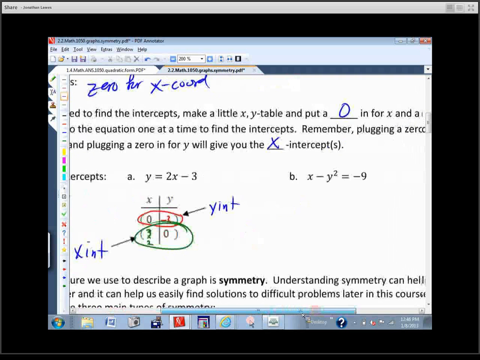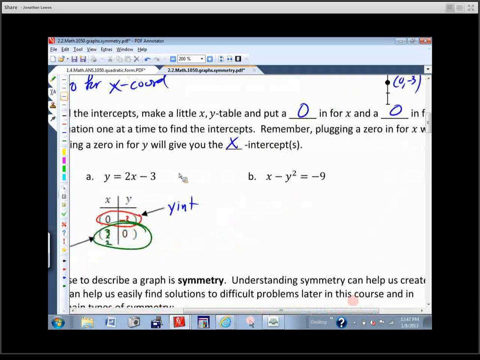Okay, let's look at the next one. It's a little bit more difficult. So again, I'm going to make an XY table. I'm going to plug in a 0 for x. That's going to find the x-intercept, or excuse me, the y-intercept, and then I'm going to plug in a 0 for y. So if I plug in 0 for x, I get 0 minus y squared equals negative 9. Negative y squared equals negative 9. So y squared equals 9.